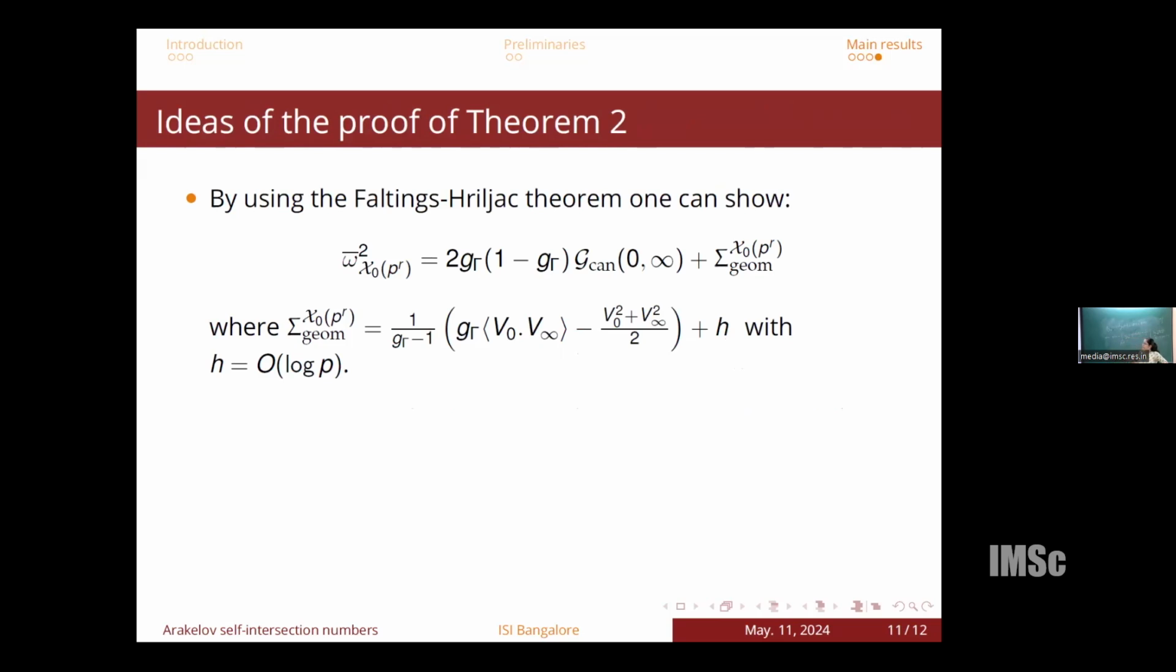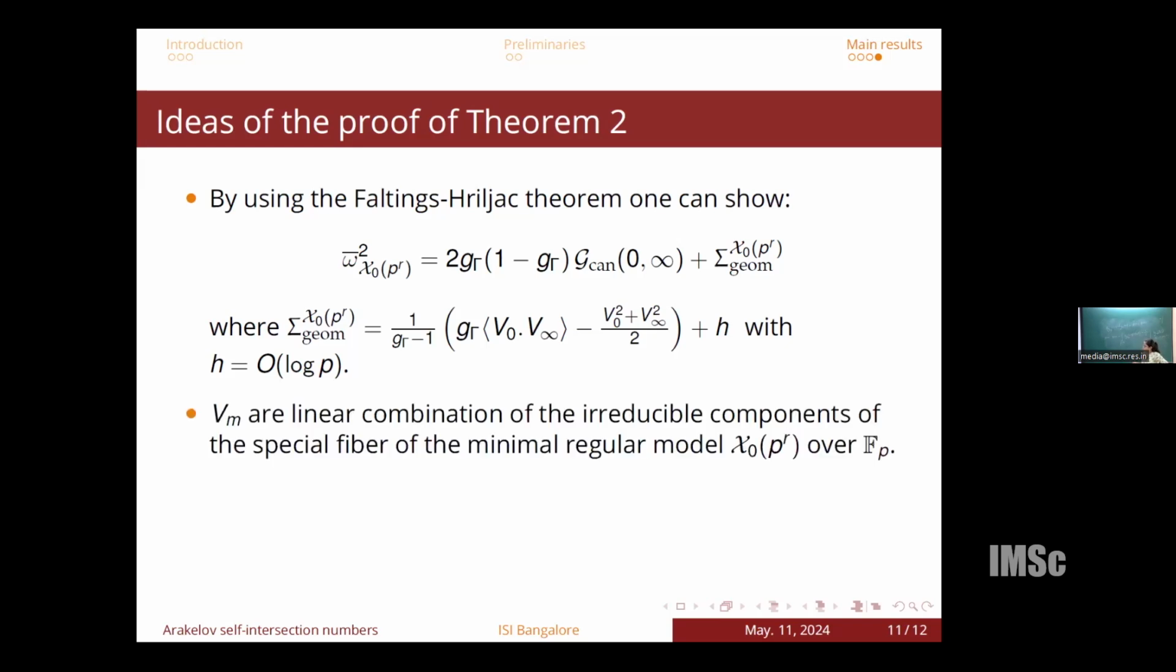So, some rough outline. By using the Faltings-Riemann-Roch theorem, one can show that this Arakelov self-intersection number of the dualizing sheaf is exactly equal to this analytic part and this geometric part, and the geometric part is exactly equal to 1 by g gamma minus 1, g gamma V naught V infinity. This is the Arakelov intersection product. And V naught square plus V infinity square by 2 plus h, and this h is equal to big O of log p.